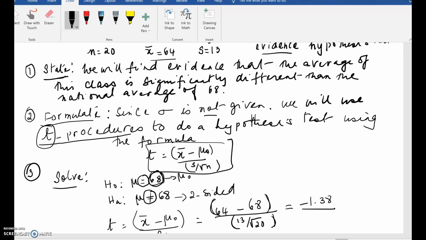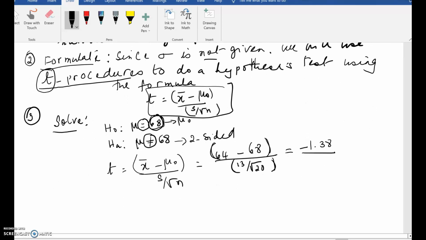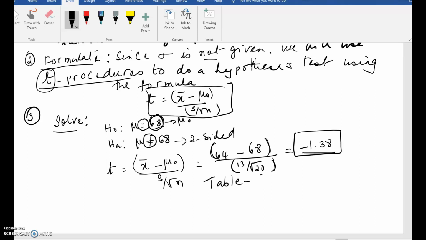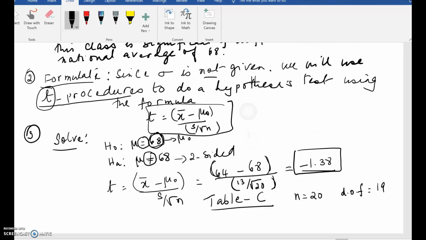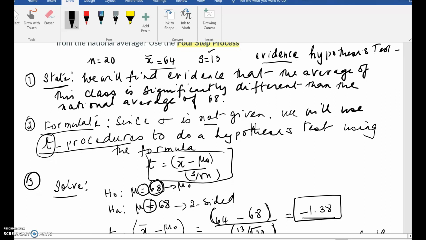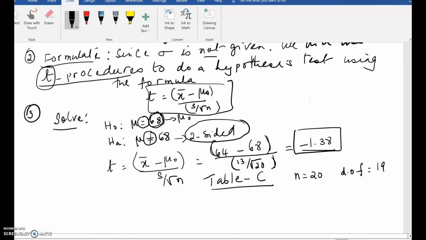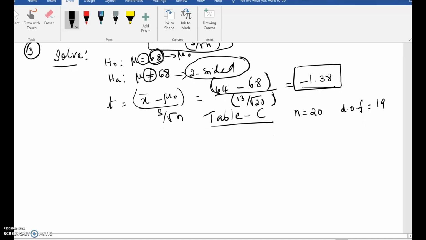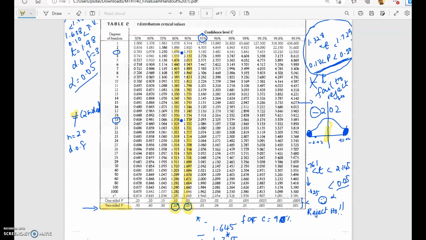So now I'm going to switch to the table. I'm going to take this t value to table C, because we are doing a t distribution, or t procedure. If n is 20, the degrees of freedom is 1 less. We need to know the degrees of freedom in order to find the p-value, and look at this, two-sided p-value is what we need. So I'm going to switch to the table right now, and let's look at 19.